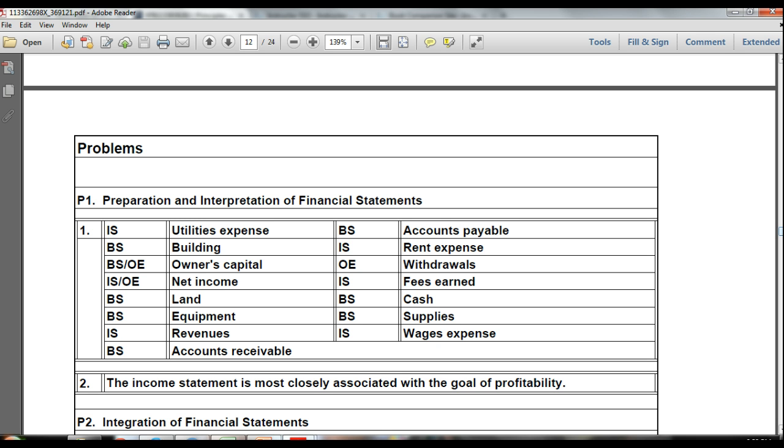Owner's capital is the balance sheet and the owner's equity. Net income, the income statement, and the owner's equity. All the others are just one. You see that, guys? Any questions on that one?